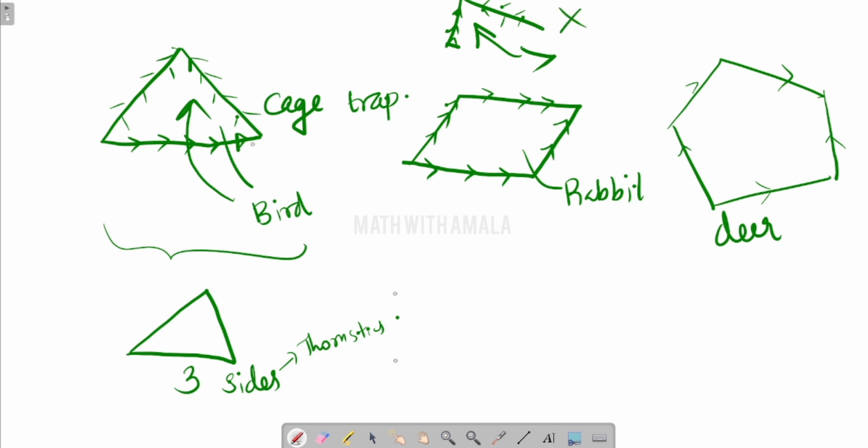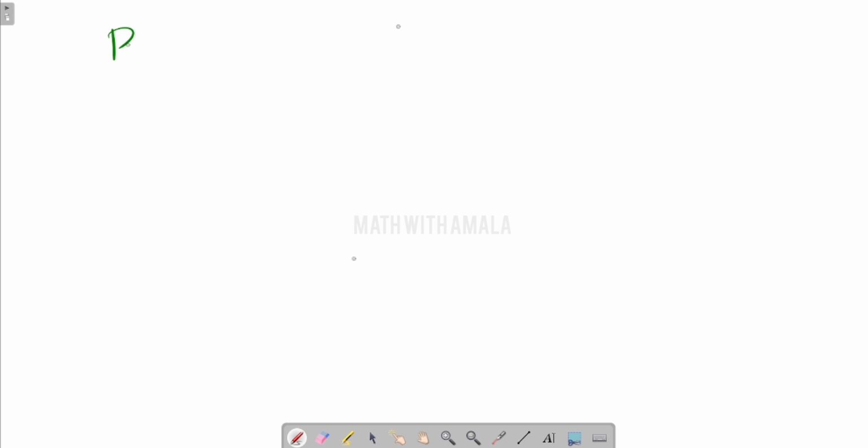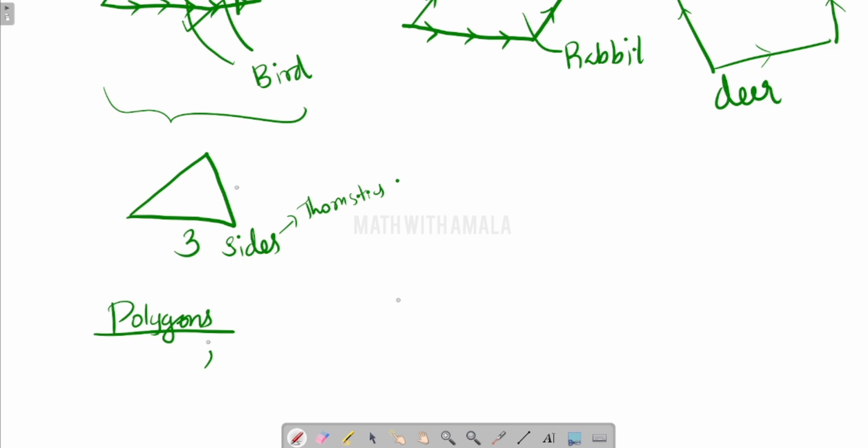In this story, you can see that the number of thorn sticks are deciding a particular kind of figures. We can call these figures polygons. So, what do you mean by a polygon? How we can connect this story with the polygon?